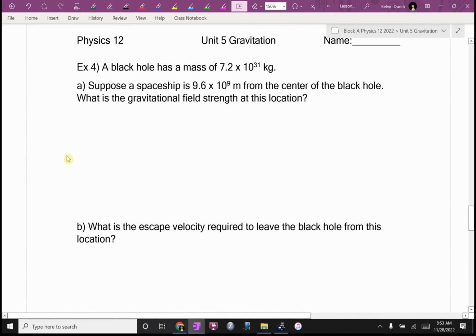What I really like is example 4. Suppose a black hole has a mass of 7.2 times 10 to the 31. Suppose a spaceship is 9.6 times 10 to the 9th meters from the center of the black hole. What's the gravitational field strength? Try this one on your own. I'll do it up here. See if you can find gravitational field strength. Remember, we're not finding gravitational force. Make sure you can see how I did hide the equation on your formula sheet.